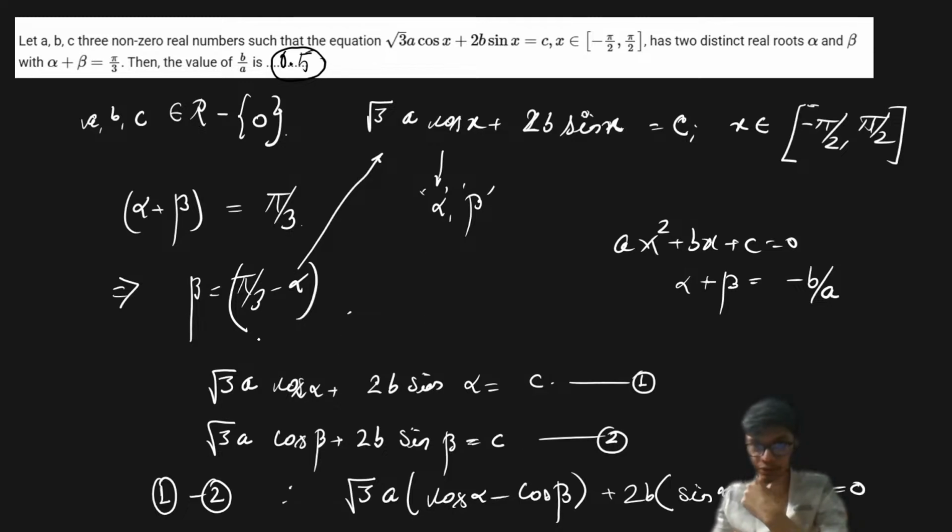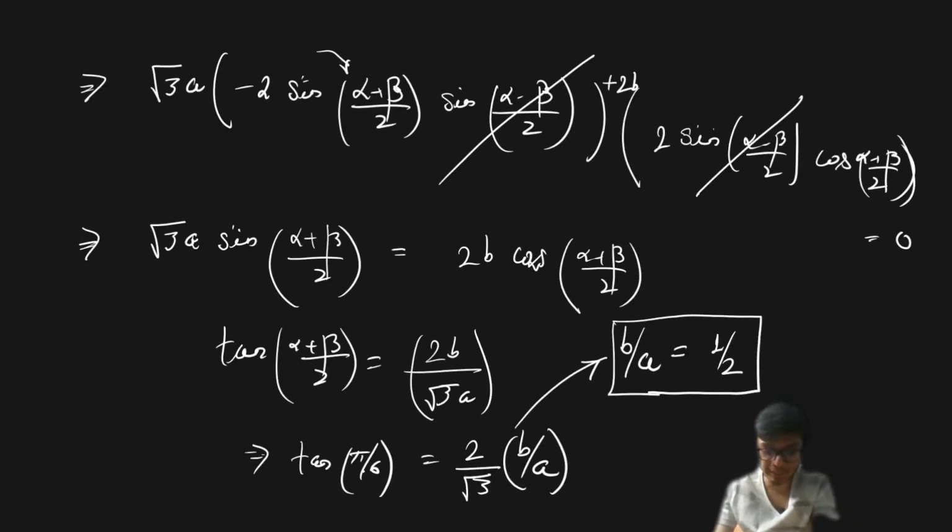See over here, if I just put the alpha beta, it will satisfy the equation, right? Now what I'm doing is that I'm subtracting 1 from 2, and in that case I will get this result as follows, right? Sir, the answer is not coming, 2 is coming. No. See, check it again. Tan of pi by 6, pi by 6.